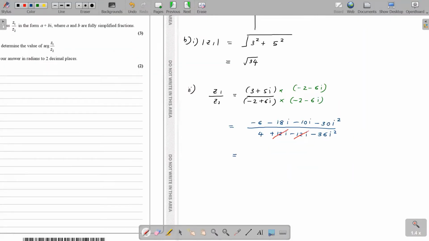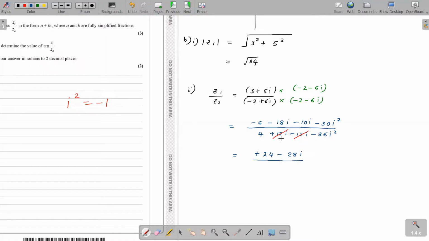Okay, what happens here? 30i square. What do we know about i square? We know i square is minus 1. That means what do I get here? Minus 1 into minus 30 is plus 30. Plus 30 and minus 6 is plus 24. Minus 18i minus 10i is minus 28i. Is this correct?